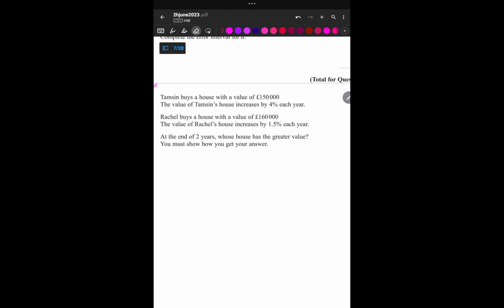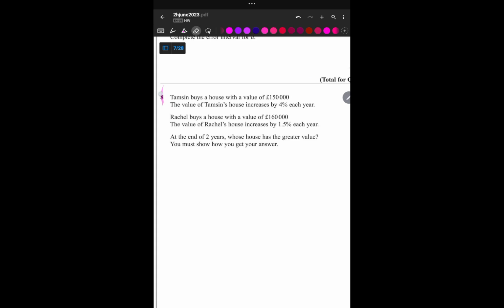Hey guys, so we're going to be doing this compound interest question, and this seems really difficult, but once we understand the formula to do this, then this will be super easy. Okay, let's do this question.